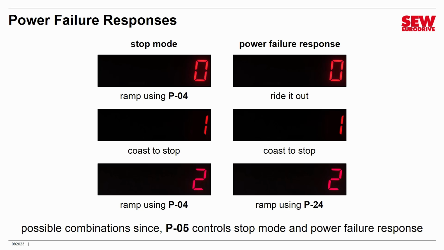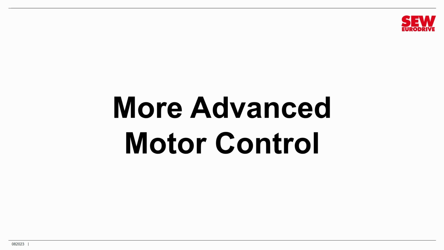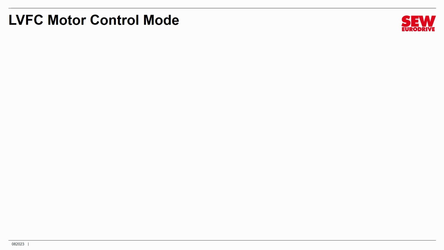And that is all I have to say about stops and power failures. We now move on to a new topic, and that is more advanced motor control. I mentioned in one of the early sessions that the MOVITRAC LTE-B Plus can control a variety of motors, and that it has 2 asynchronous motor controls, VF, which we've already explored during quick startup, and a more advanced mode called LVFC. So we're going to talk about how to switch to LVFC mode.